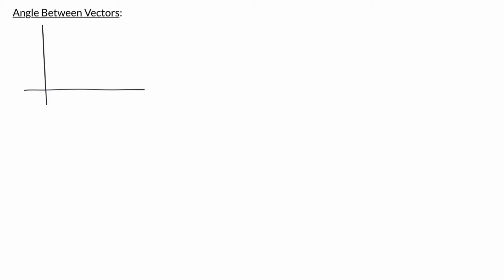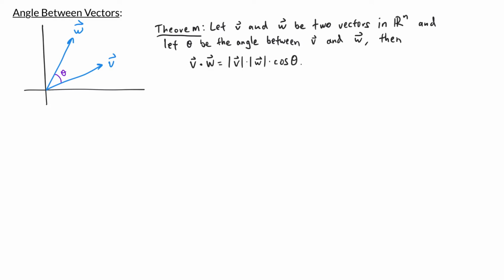Suppose that I have two vectors, a vector v and a vector w. Let's call the angle between v and w theta. It turns out that if v and w are two vectors in Rn, and theta is the angle between v and w, then v dot w is equal to the length of v times the length of w times the cosine of theta.